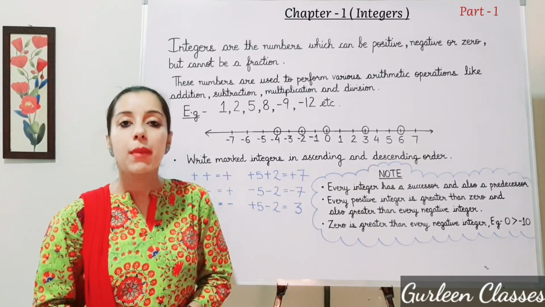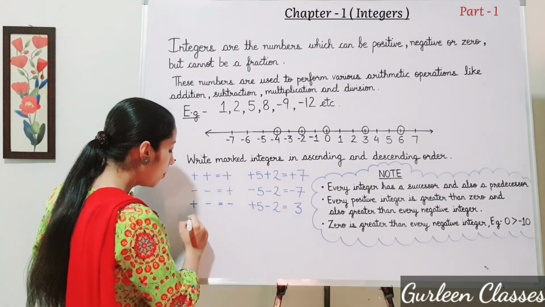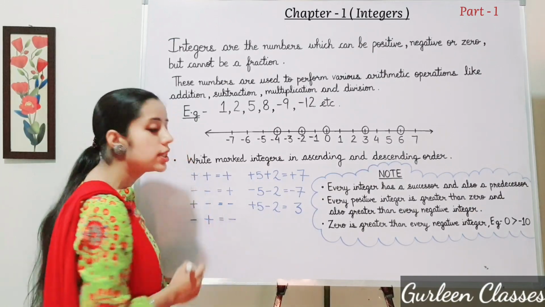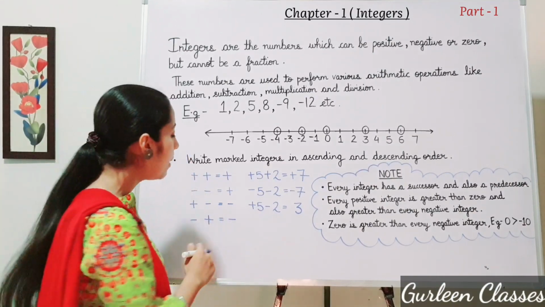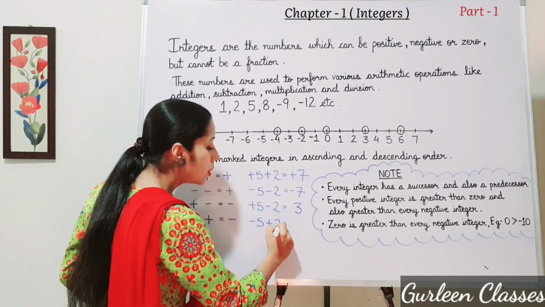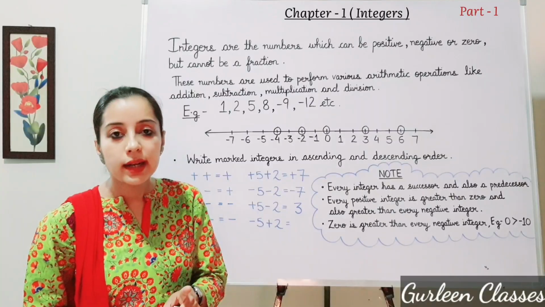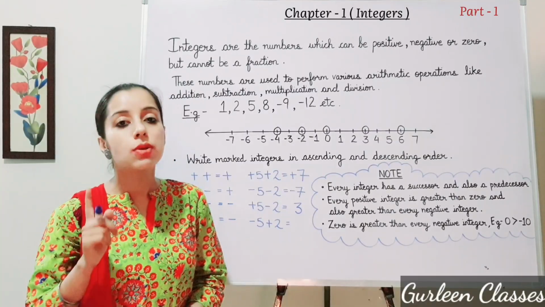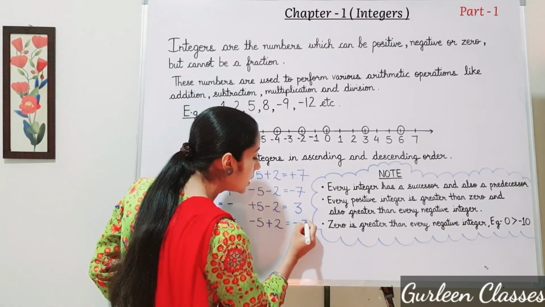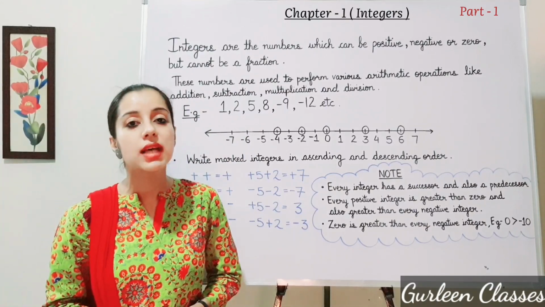Fourth rule is minus plus is equal to minus. You will subtract. Example, -5 plus 2. You will subtract. 5 minus 2 is 3. But greater number has negative sign. So answer will be in negative, minus 3. So I hope students these 4 rules are clear.